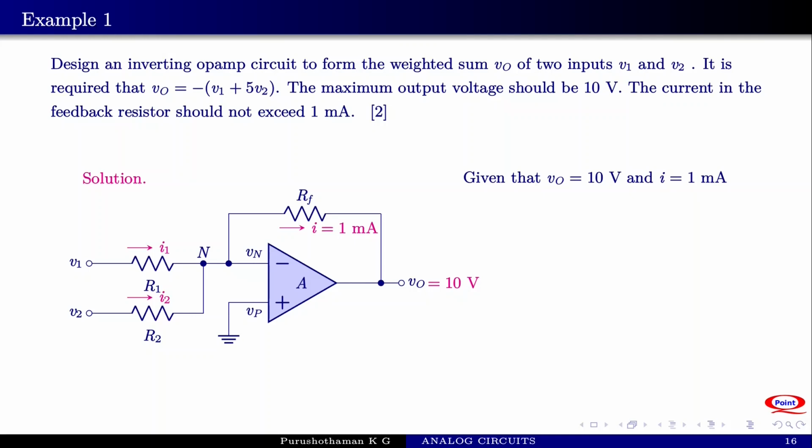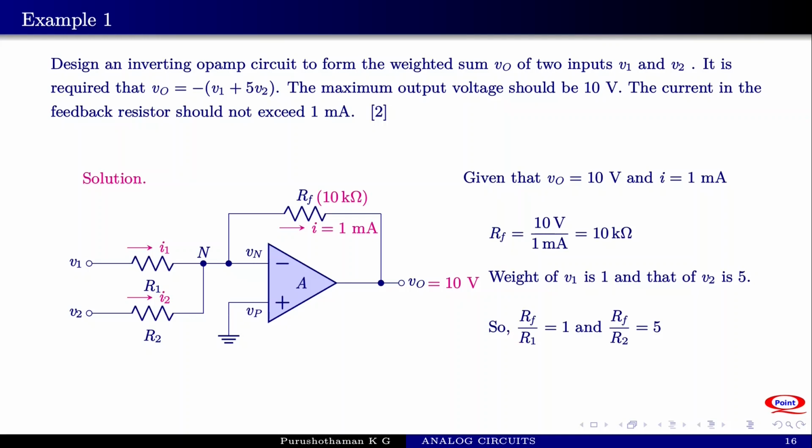So you can calculate RF from this expression. Because Vn is equal to 0, this output voltage is the voltage across RF. Actually, it is minus the voltage across RF. So we can calculate RF equals 10 volt divided by 1 milliampere, which is equal to 10 kilo ohm. Now we know the weight of V1 is 1 and that of V2 is 5. So RF by R1 is equal to 1 and RF by R2 equal to 5. Solving, we get R1 equals 10 kilo ohms and R2 equals 2 kilo ohms. That completes our solution.